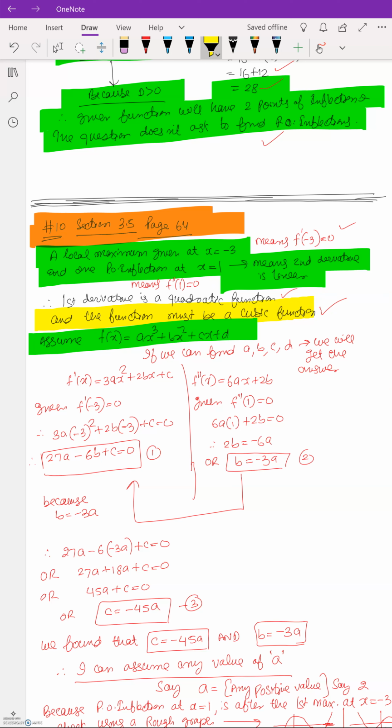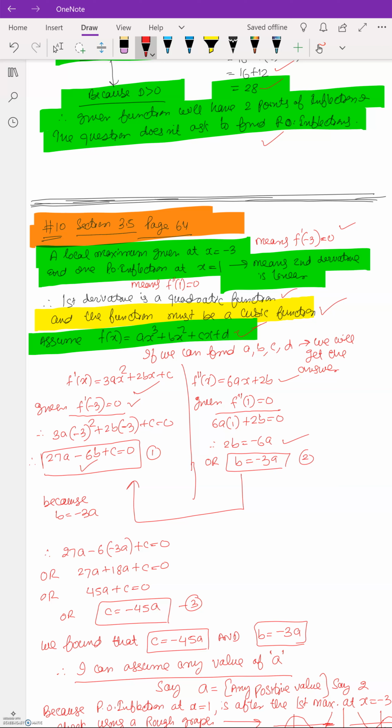Because the second derivative gives us only one solution at x equal to 1. So because it's a cubic function, I can make the assumption that my function is ax cubed plus bx squared plus cx plus d, and then I find the first derivative, then the second derivative, then I put in those conditions. The condition says there's a local max point at x equal to -3, therefore f prime(-3) has to be 0. And because there's a point of inflection at x equal to 1, therefore f double prime(1) has to be 0.